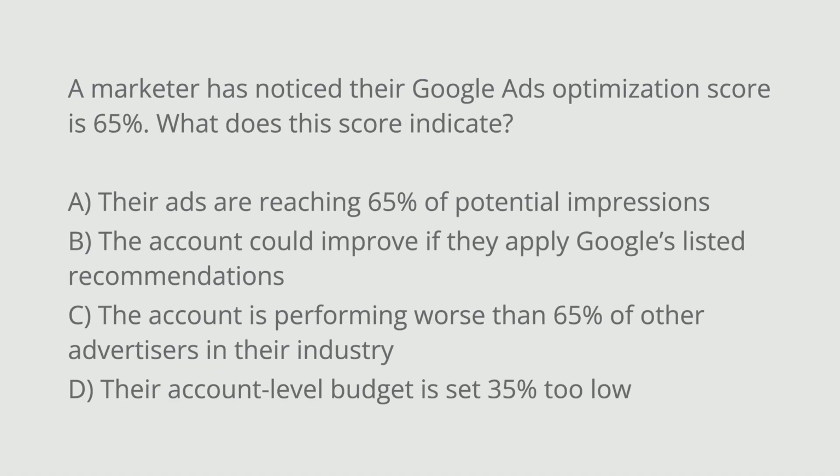Next up, a marketer has noticed their Google Ads optimization score is 65%. What does this score indicate? Is the answer A, their ads are reaching 65% of potential impressions? B, the account could improve if they apply Google's listed recommendations? C, the account is performing worse than 65% of other advertisers in their industry? Or D, their account level budget is set 35% too low? The correct answer is B, the account could improve if they apply Google's listed recommendations.